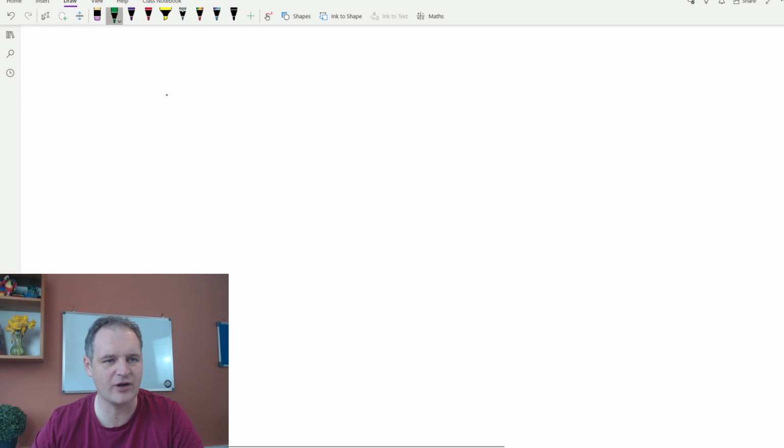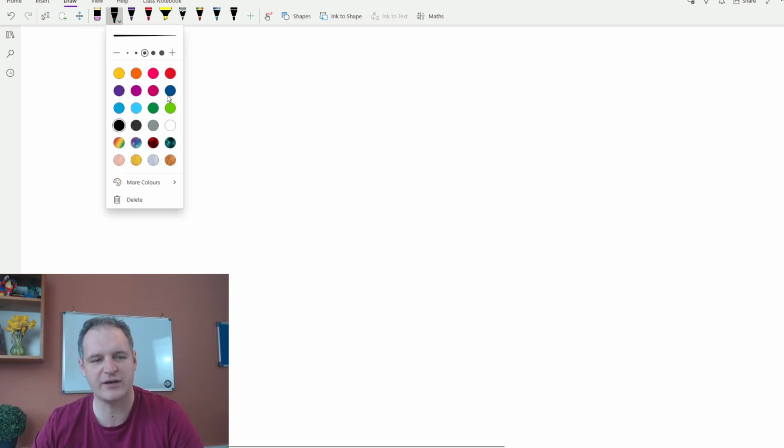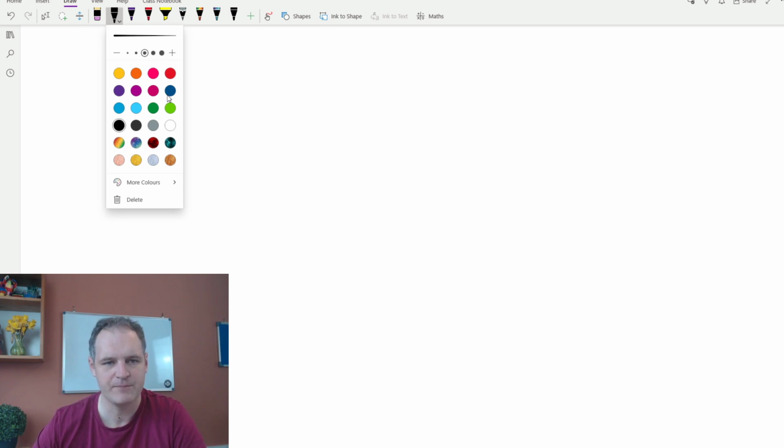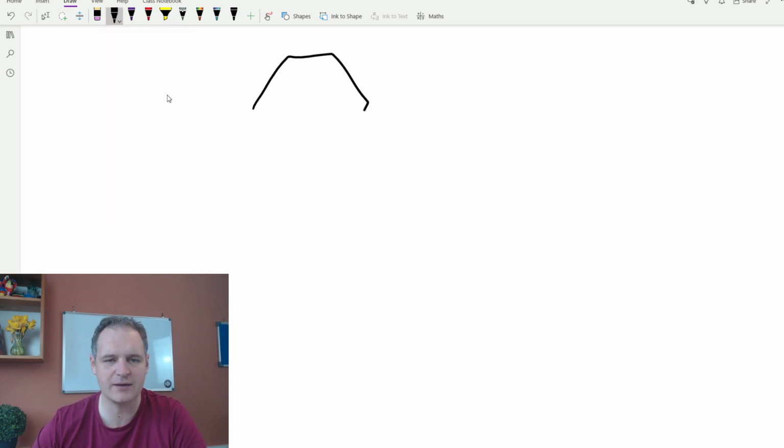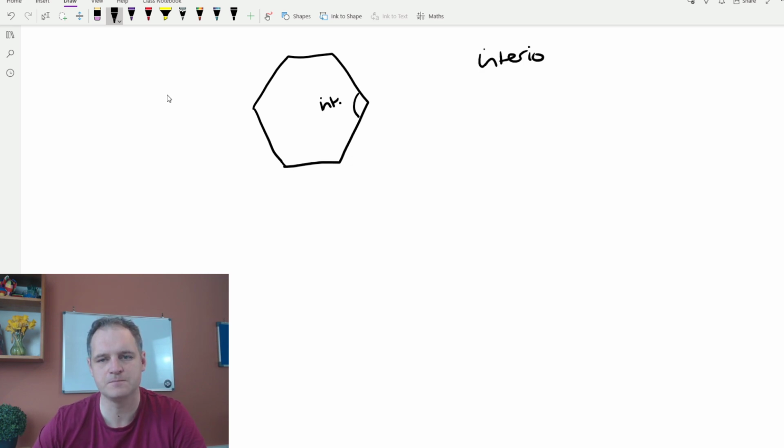And I'm fancying starting, I always like to start in black, and then we move on to something more imaginative in a little while. So interior and exterior. If I start with my basic hexagon, then interior angles are just the angles on the inside. I call them int, but interior just means on the inside.